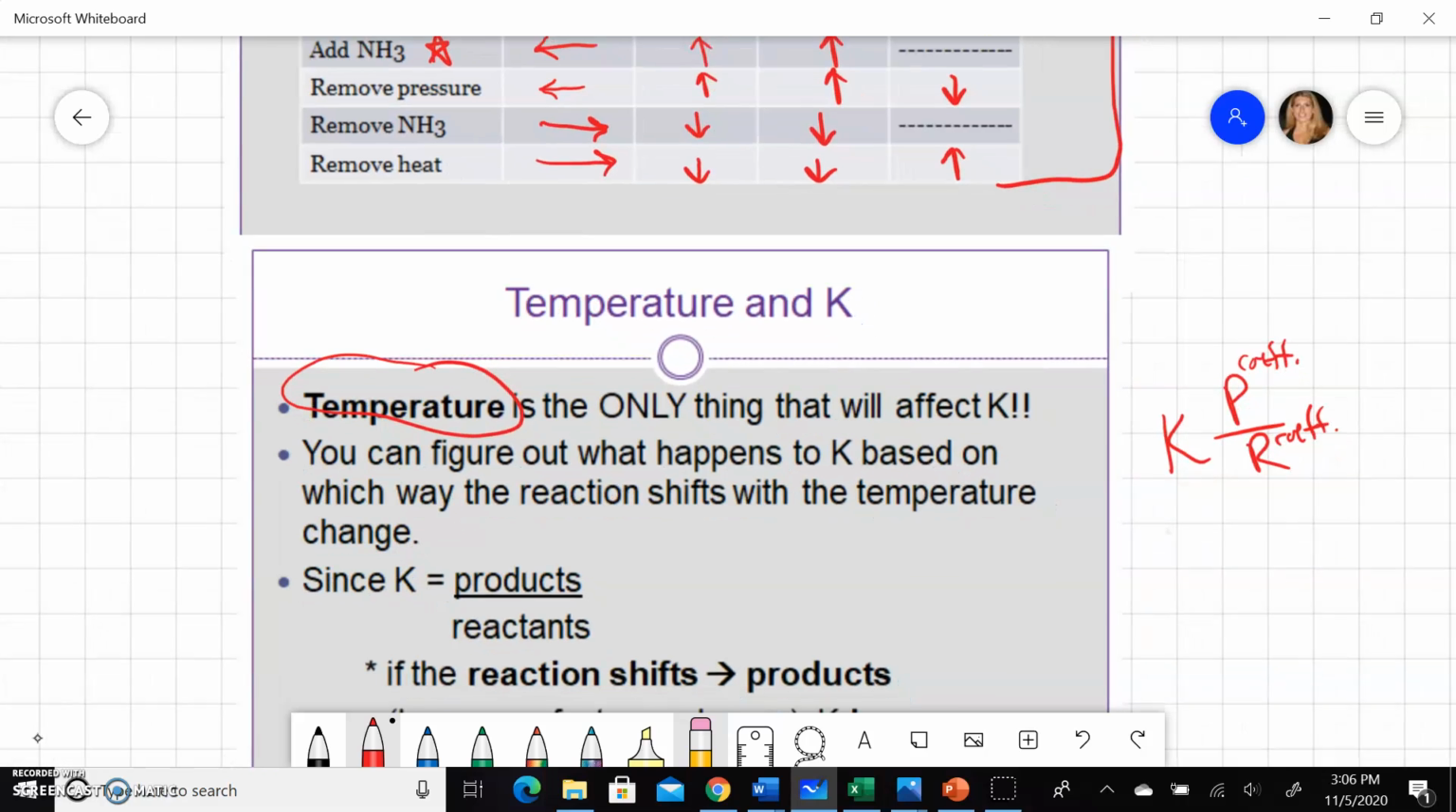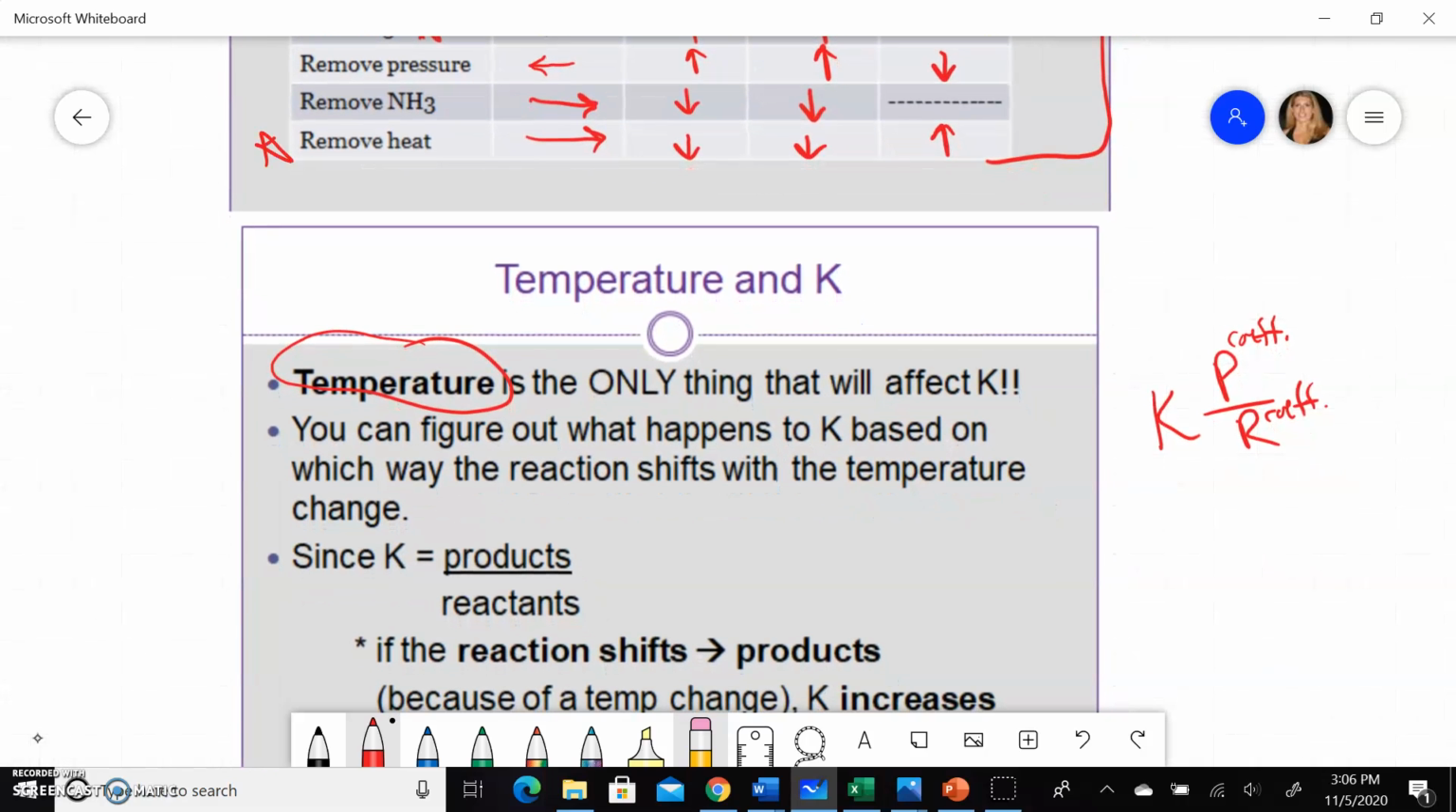So let's go back up to this very last one in the chart, this one right here with removing heat. This one was shifting the reaction towards the right. So what that means is you're increasing the products and decreasing the reactants. So if you look back at our fraction here, we're shifting it to the right. So the number on the top of the fraction is getting bigger, and the number on the bottom of the fraction is getting smaller. And if you have a big number divided by a small number, it's going to be an overall value that's big. And so K is going to be pretty big here.